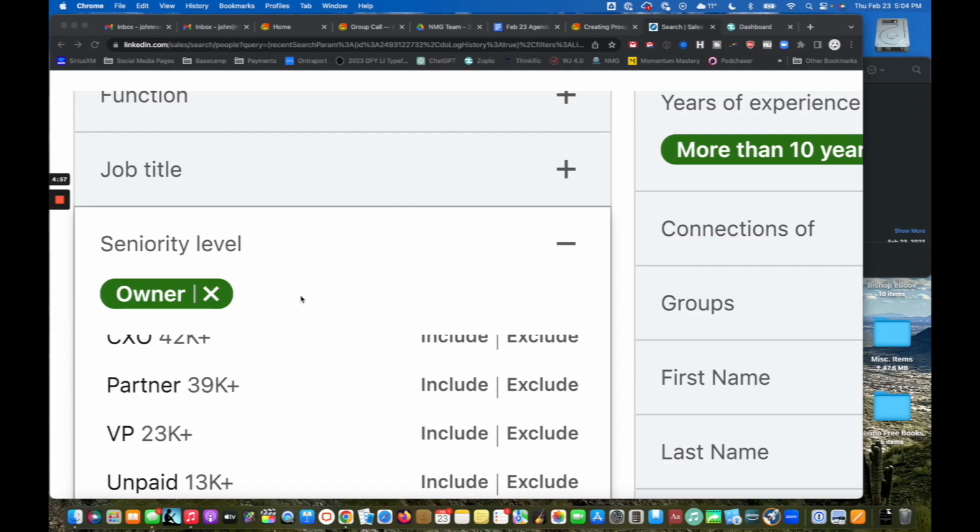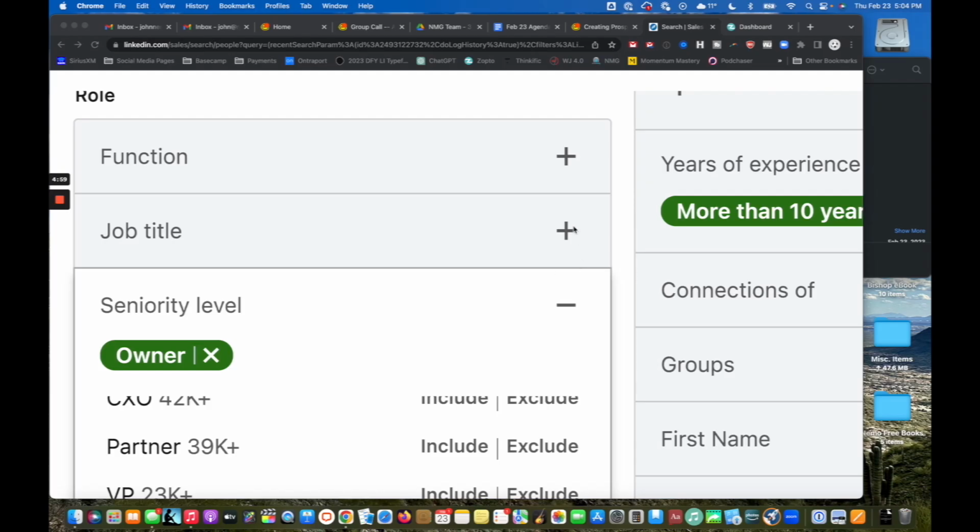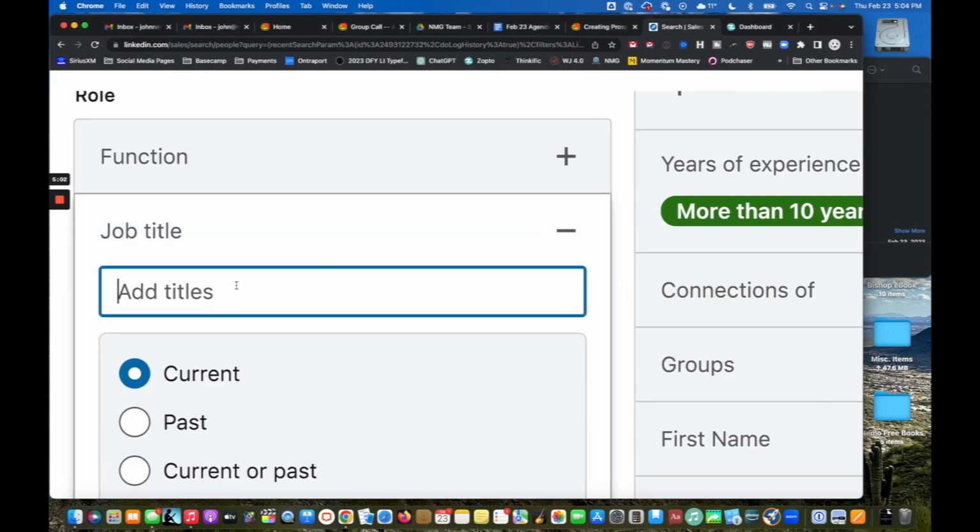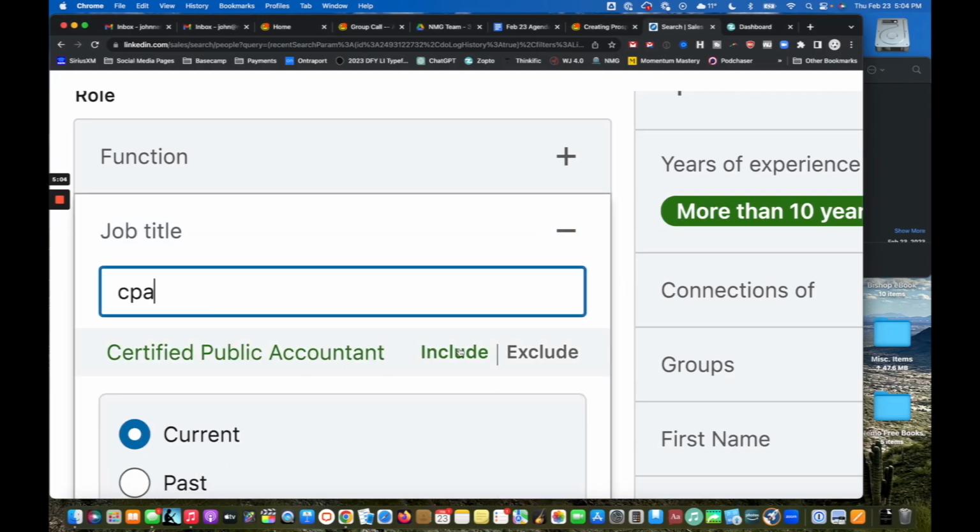So we're going to look at that, and we're going to say the seniority level is owner, and then we're going to look at job titles. And we're going to say, okay, we want people with the job title CPA, so include that.